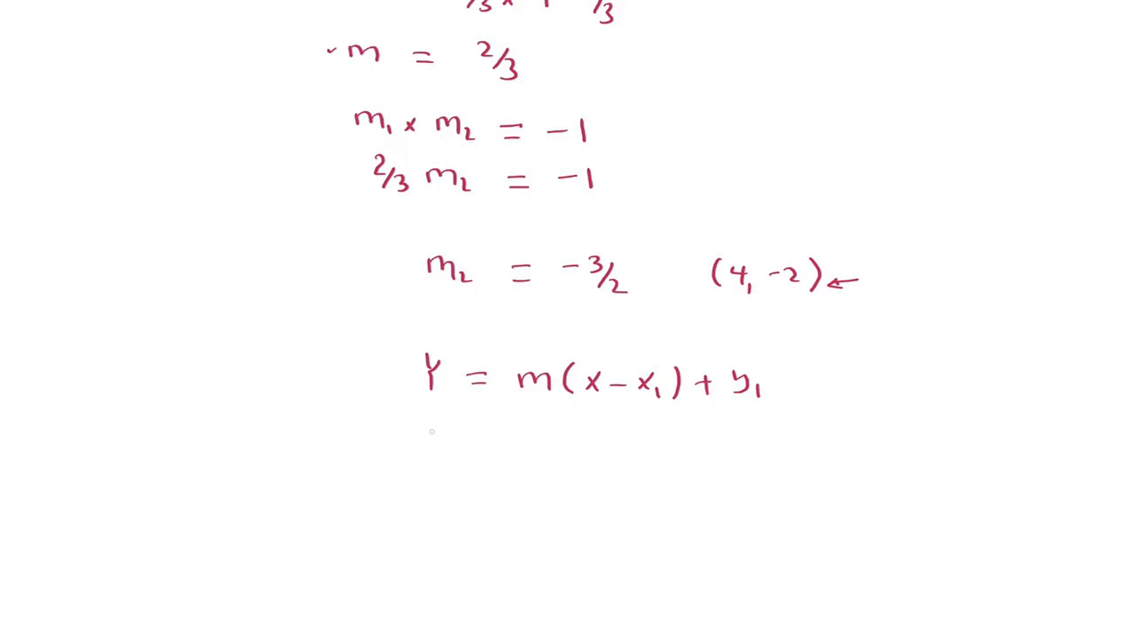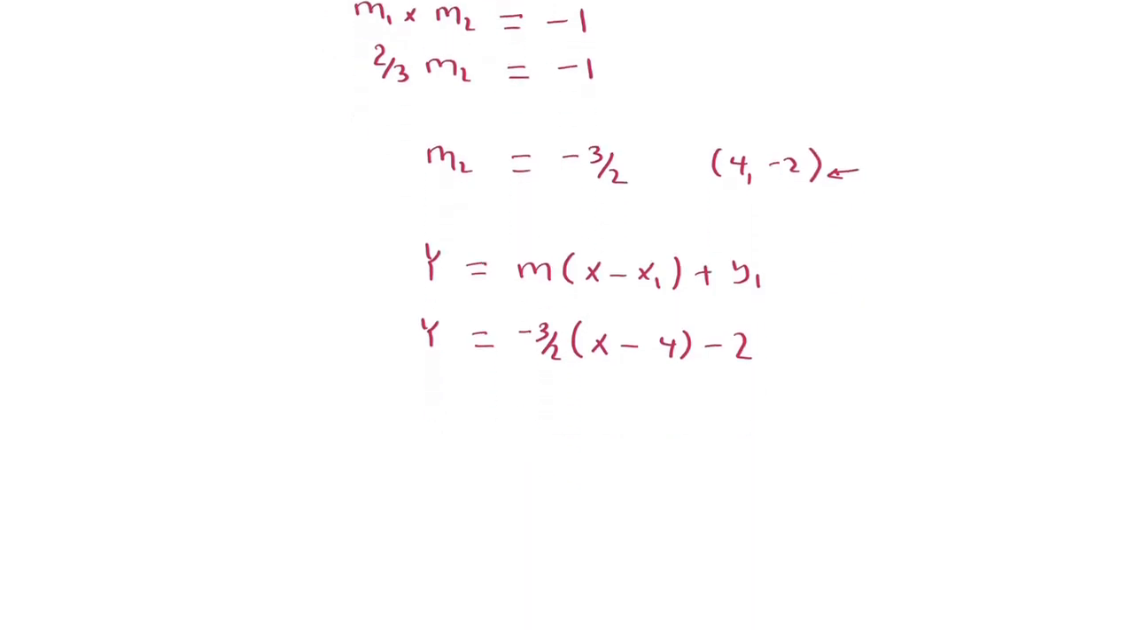Now let us substitute these values into our equation. Then our expression is going to be y equals -3/2 (x - 4) - 2. Okay, so next let us open the brackets. Our expression is going to be y equals -3/2 x + 6 - 2.